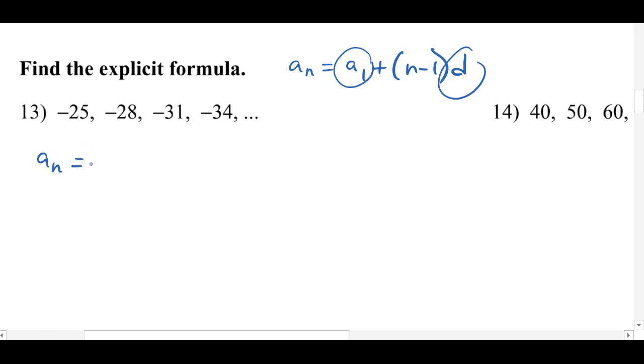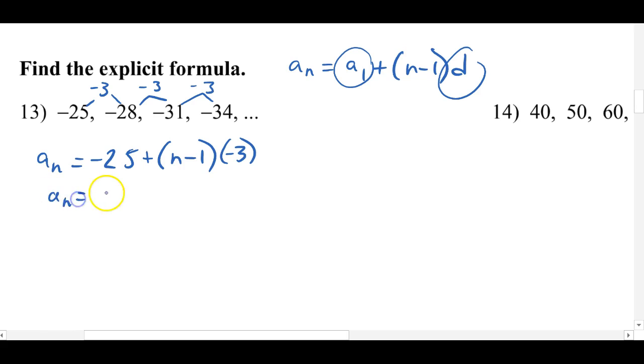So we start with a sub n. First term is negative 25 plus n minus 1 times the difference. Okay, well, you'll have to find the difference. And it looks like it's decreasing. It's going down because it's getting more and more negative. So that means we're subtracting 3. Subtracting 3, subtracting 3, so there's my difference. Or you could just do negative 28 and subtract negative 25, and you'll get the same thing.